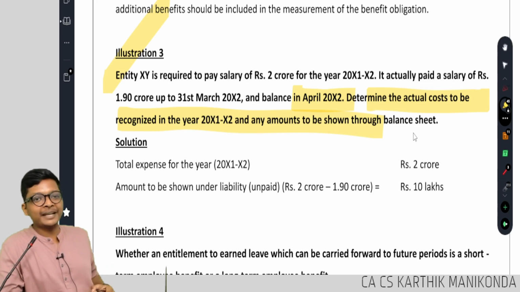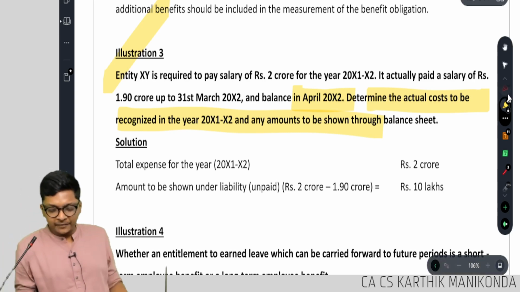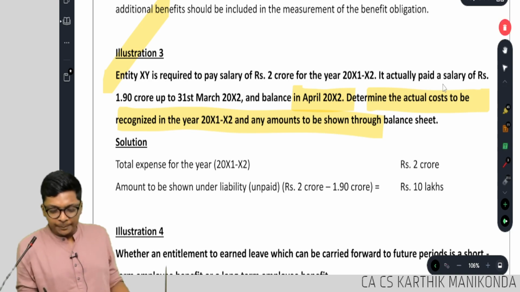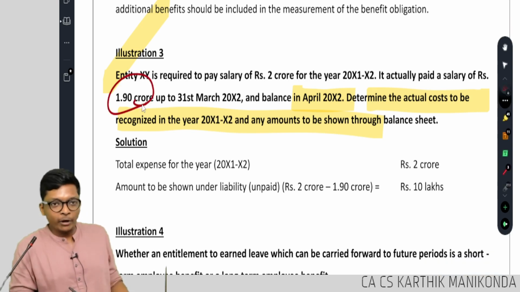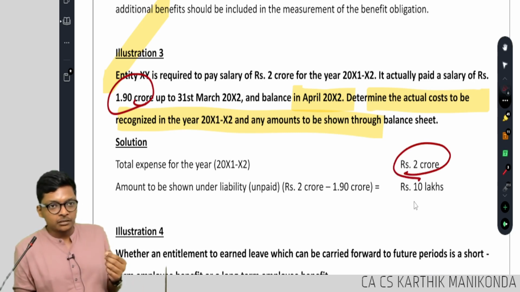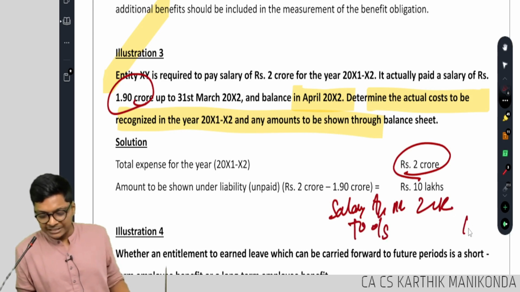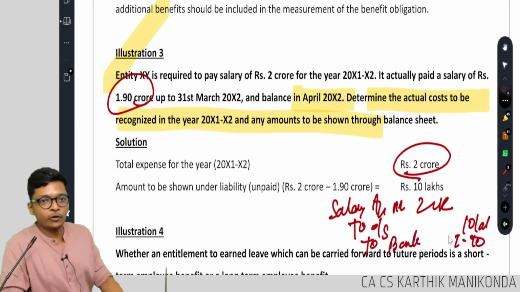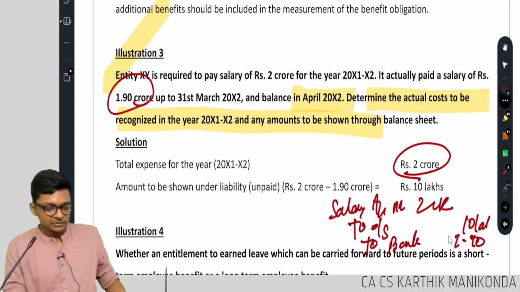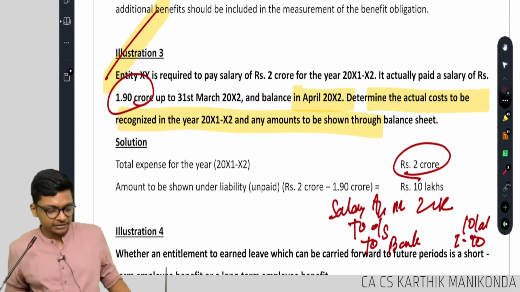How much to debit P&L? Even though they paid only 1.9, what is accrued? So the balance 0.1 will be outstanding. My entry will be: salary account debit 2 crores, to outstanding 10 lakhs, to bank 1.9. Are you following, guys? Easier. Clear? This is the outstanding entry, guys.